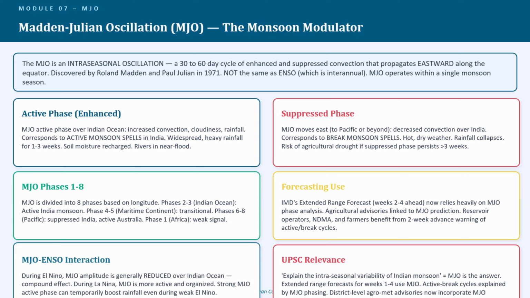Phases 6, 7, 8, over the Pacific: suppressed India monsoon. When the MJO active phase has moved into the Pacific, the Indian Ocean enters the suppressed phase.